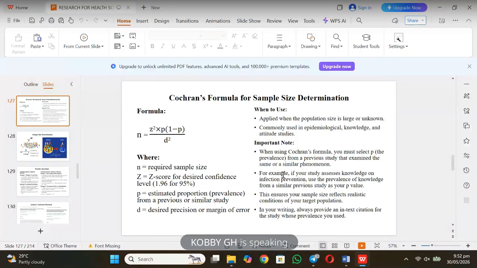Do another example. The proportion is 0.45, or you can say 45%. Confidence level 99%. Solve this one too, and let me see what we are going to get. The confidence level is 99%.